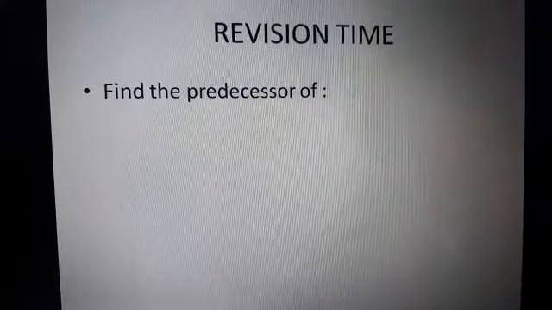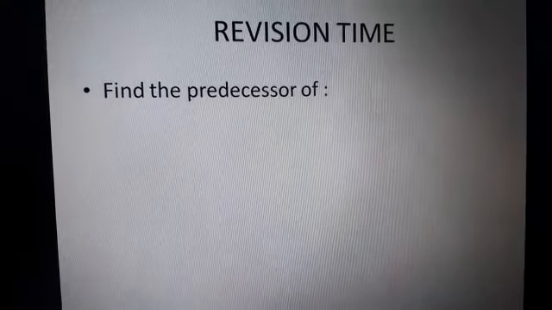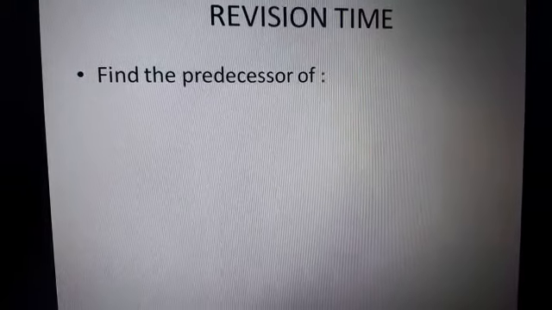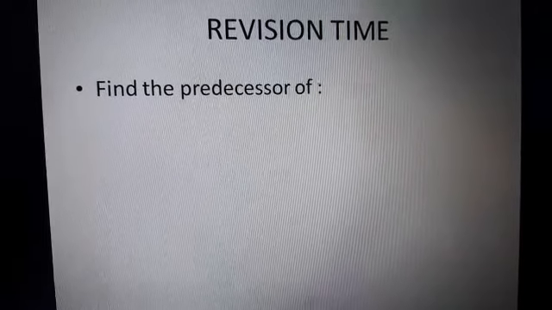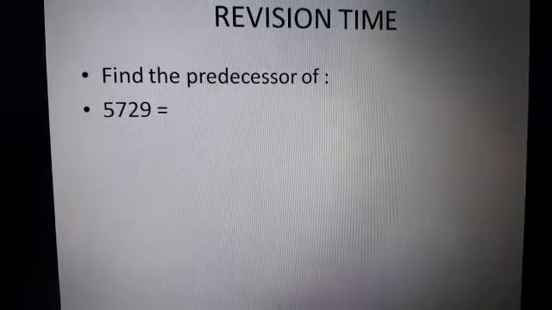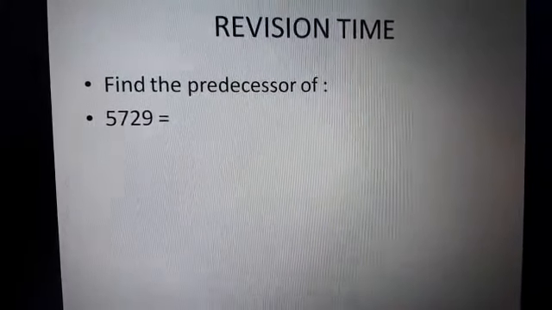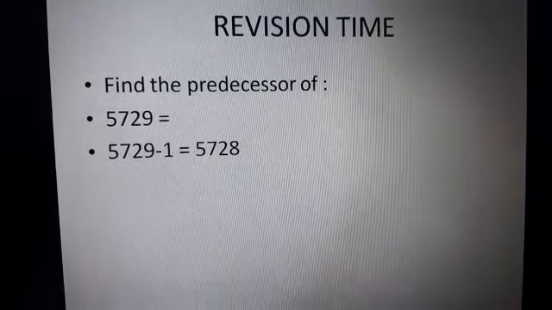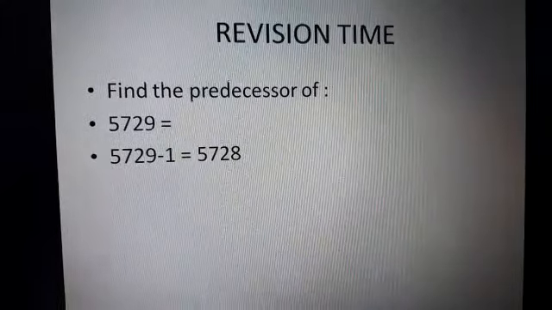Yes. So, what we have learned right now, that number which comes just immediate before any number is called its predecessor. And how we are going to find? We just have to subtract 1 from this. If I take 5729, if I want to find its predecessor, what I am going to do? Just subtract 1 from it. You will get 5728, which is its predecessor.